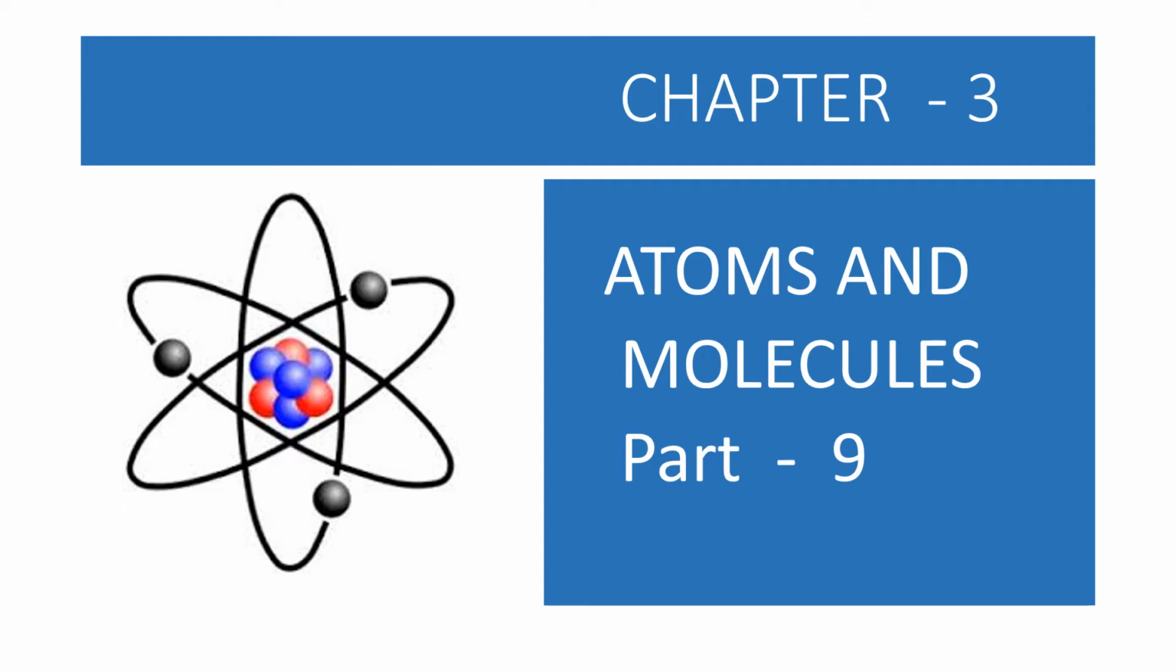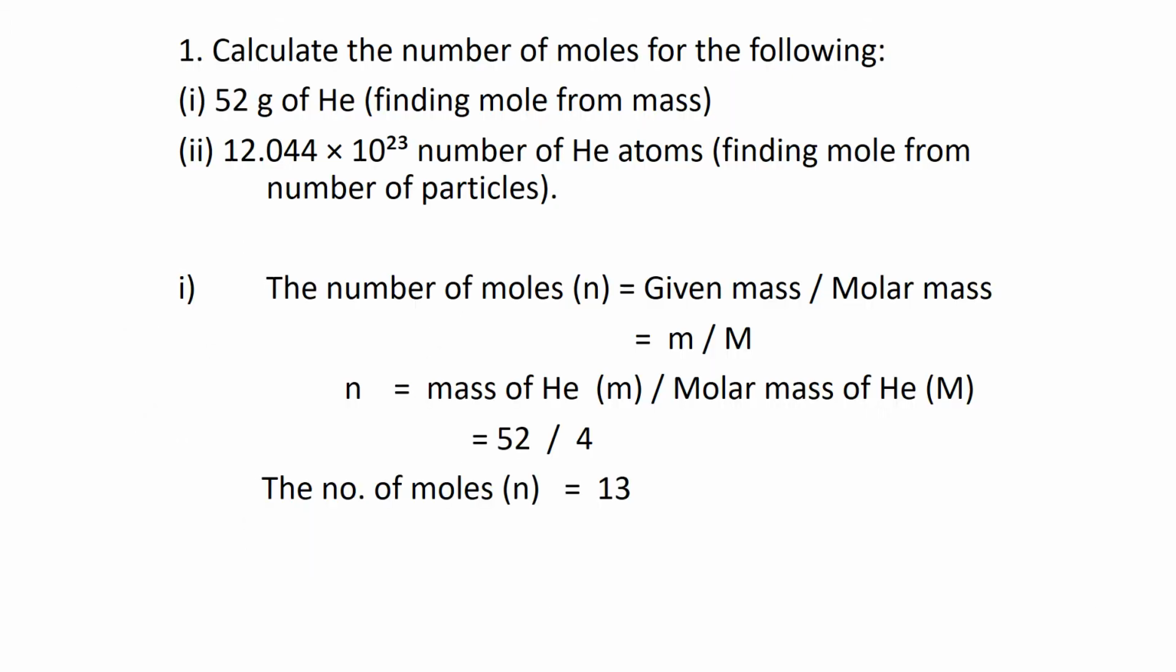Today in this part 9 of atoms and molecules, you will practice a few numericals from your NCERT book. Let's see the first question. Calculate the number of moles for the following: 52 gram of helium, and 12.044 × 10^23 helium atoms.